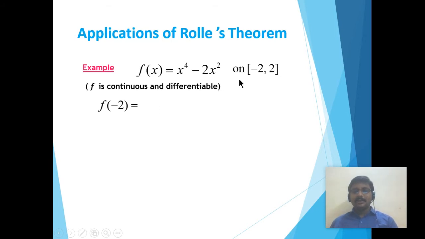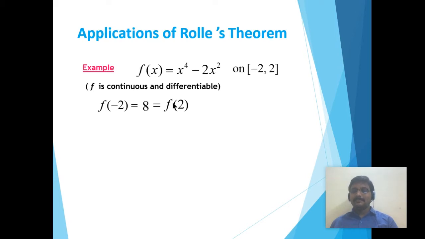So f of minus 2 is obtained by replacing x by minus 2 in the given expression. Substituting x equal to minus 2, we will get 8. Now computing f of 2, it is also 8. Both the functional values are equal. At the endpoints, the functional values are equal. So f satisfies the three conditions of Rolle's theorem.